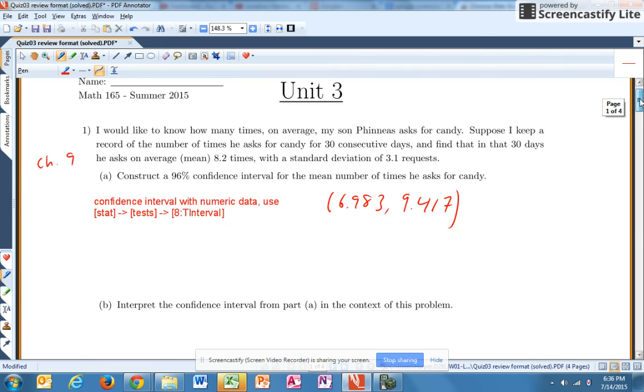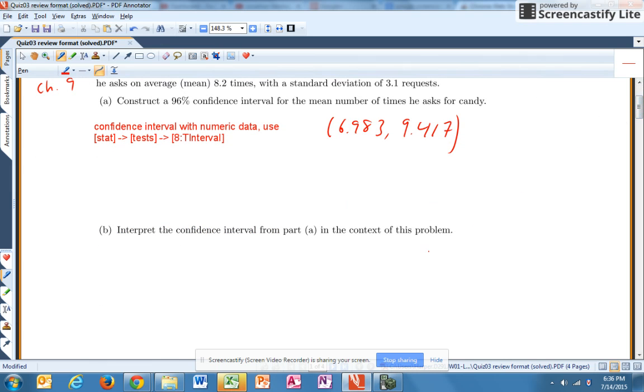All right, so now let's see if we can answer some more questions. Interpret this confidence interval. So let's figure out what this means. Remember that when we're looking at a confidence interval, we already know everything about a sample. What we're trying to figure out is about the population. In this case, our sample was on a set number of days. What we're looking at now is for all days.